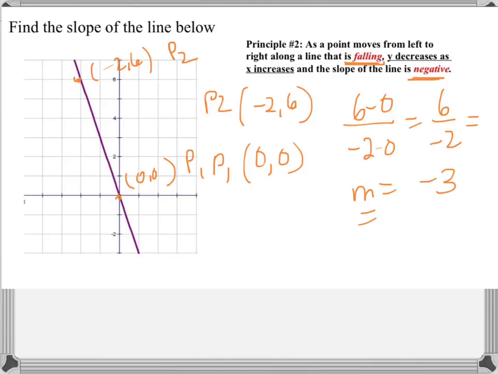Okay, remember that little lowercase m means slope. And so we can see when the line is falling or decreasing, as the x-coordinates get larger, the y-coordinates get smaller on this line. The slope is negative and it's considered decreasing or falling.